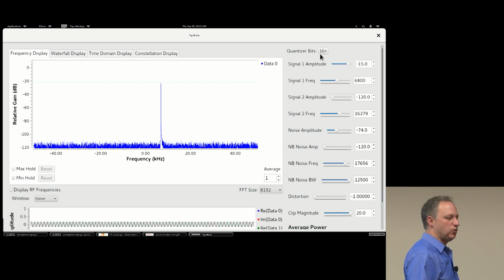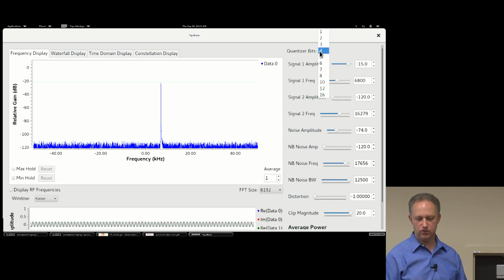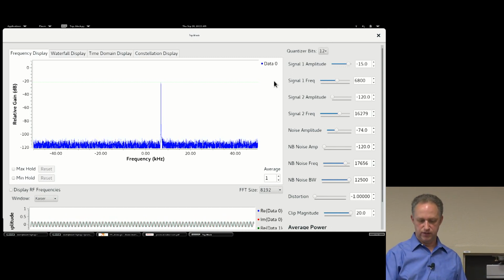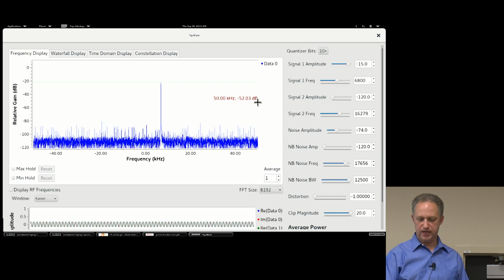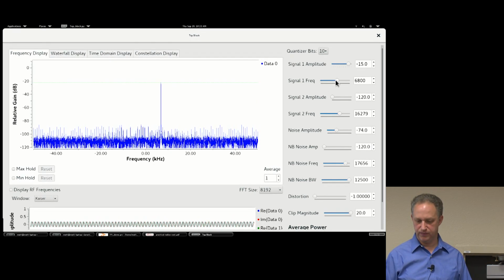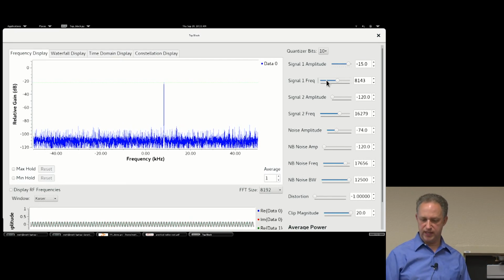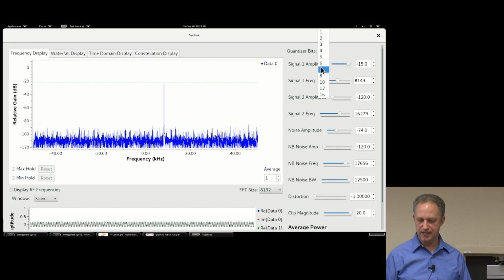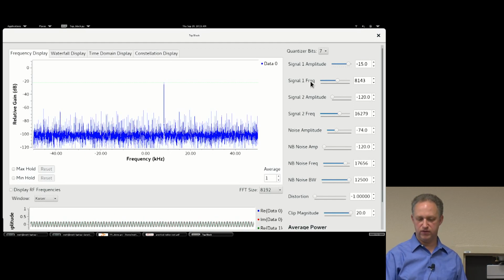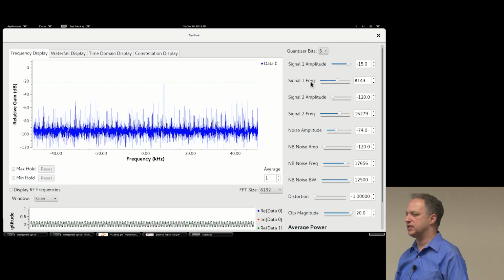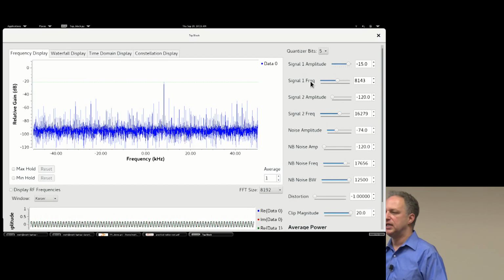What happens as we reduce the quantization to fewer and fewer bits? So this was 16, we go to 12, we go higher. And you start to see, everybody knows that there's a quantization noise floor that rises, and most of us know that it's 6.02 dB per bit.